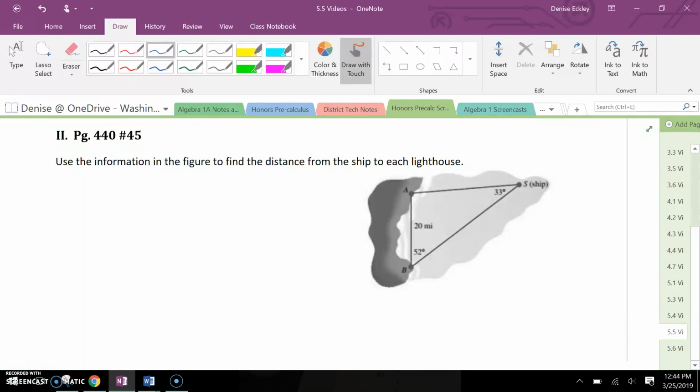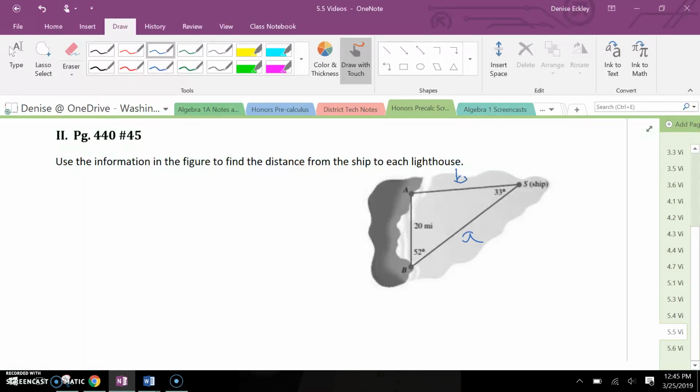So we know that the two fixed points are 20 miles apart, and we know that we have an angle of 52 degrees from lighthouse B to the ship along the coastline, and then we also know that the ship makes an angle of 33 degrees from a point straight out from lighthouse A to where the ship is, based on its location to point B. So with that, what we want to find is side B and side A. We want to find both of those sides because we want to find its distance from both lighthouses.